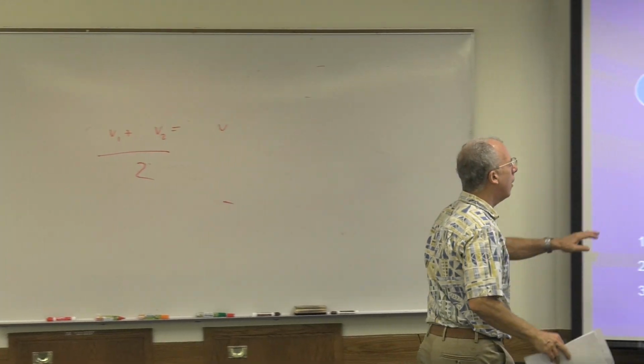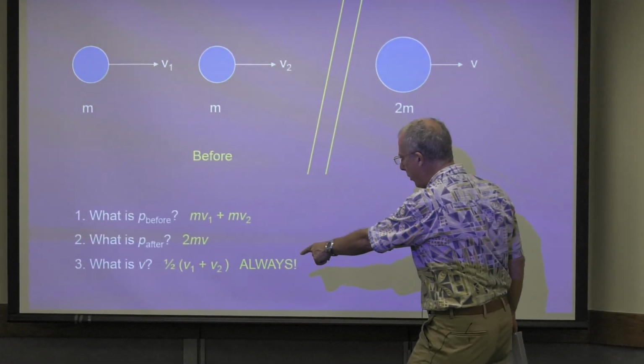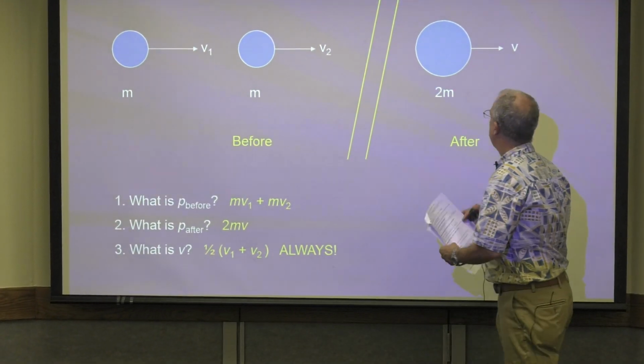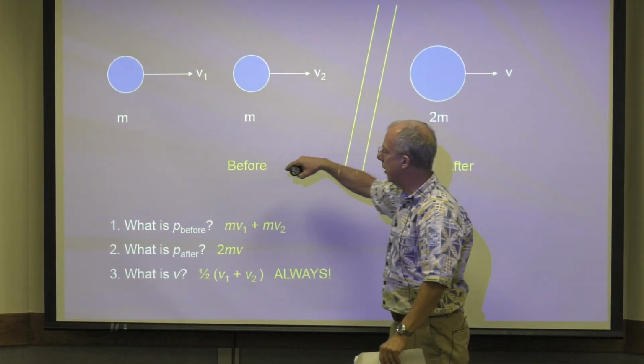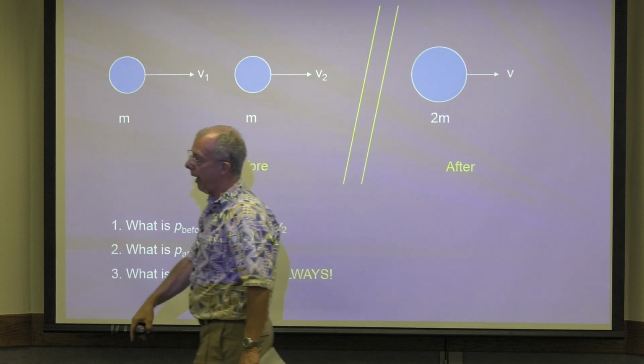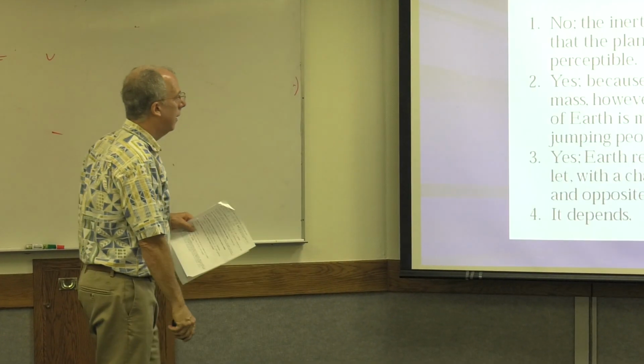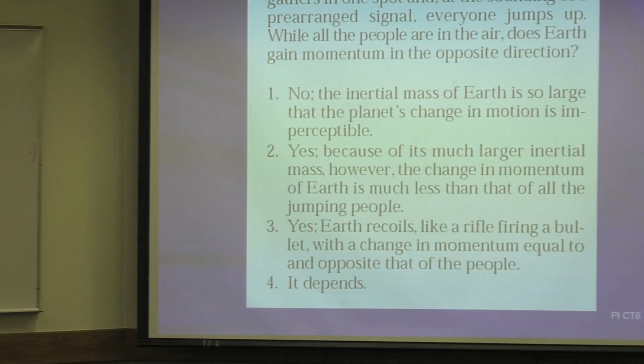So I don't care what this velocity is and this velocity, I don't care what they are. This answer will always be correct, all right? This v, for this situation, where these guys have the same mass and then they stick together, this will always be correct. And it's just due to momentum conservation. So it's pretty nice.